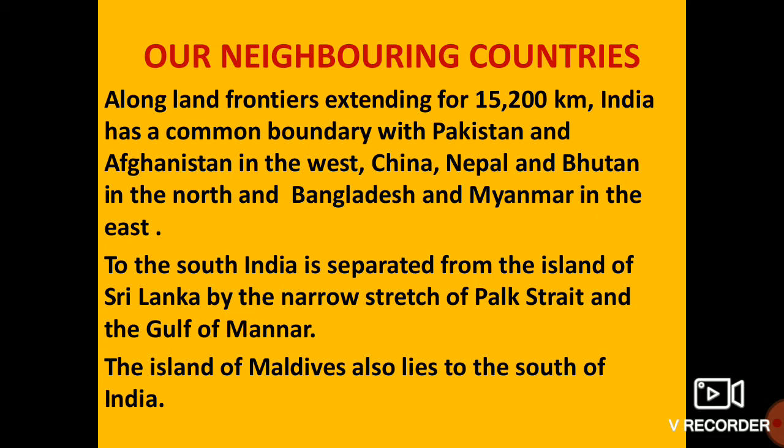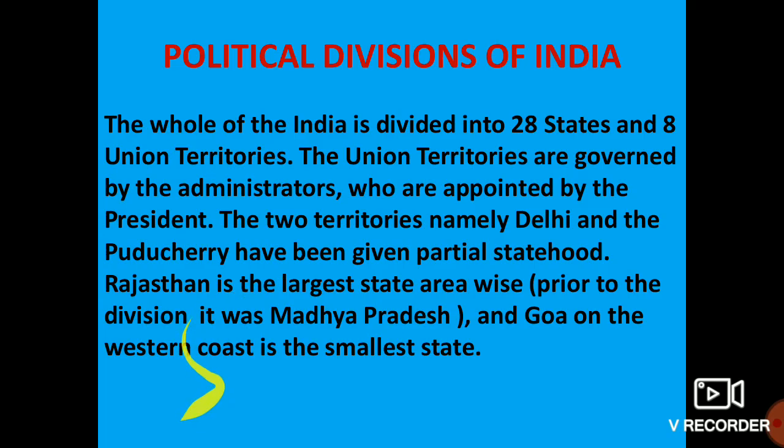Our neighboring countries. We have 15,200 kilometers of land frontiers. We share common boundaries with Pakistan and Afghanistan on the west side, China, Nepal and Bhutan on the north side, Bangladesh and Myanmar on the east side. If I talk about the south, then Sri Lanka and Maldives. Sri Lanka is separated from India by the Palk Strait and Gulf of Mannar. Maldives is also an island to the south of India.